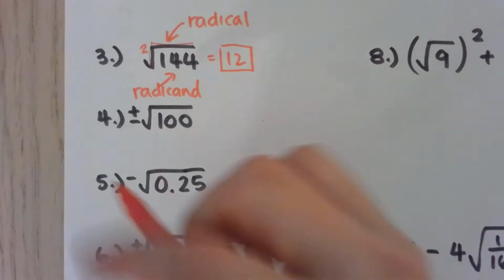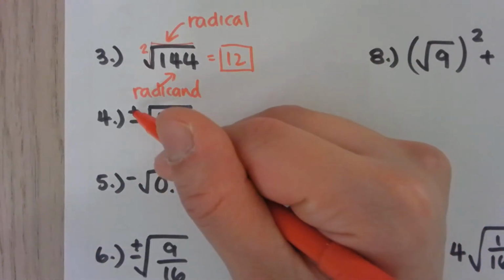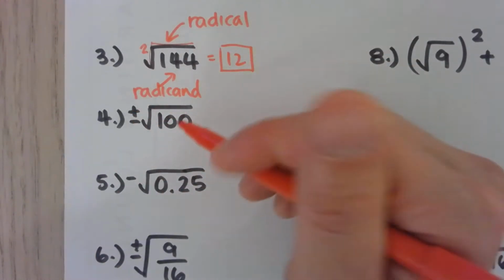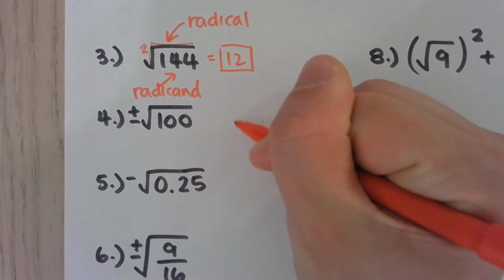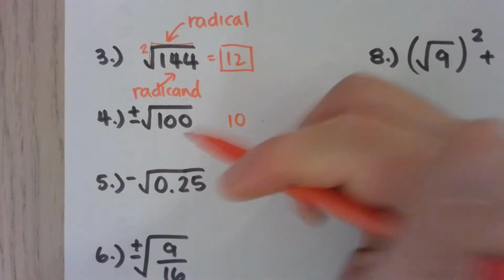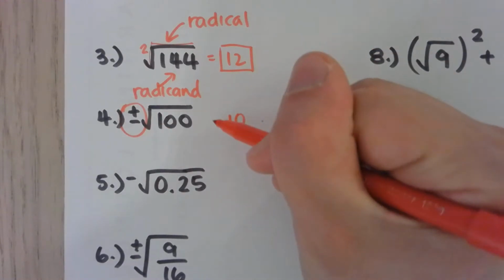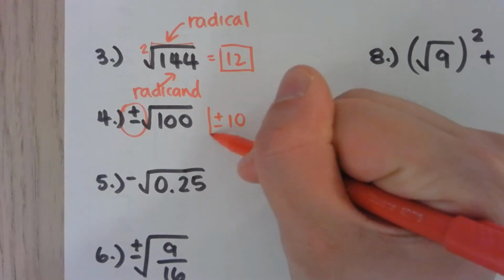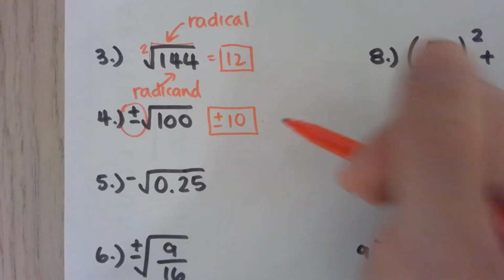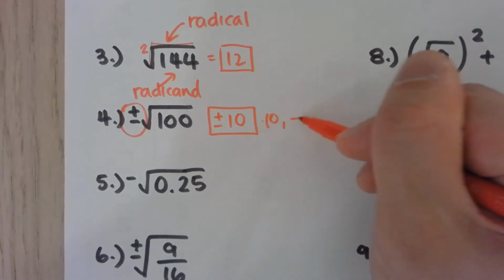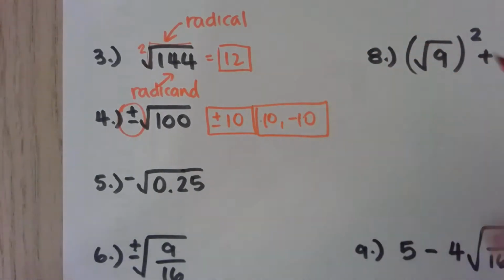Let's take a look at number 4. What's the square root of plus or minus 100? So what times what gives you 100? Oh, it's going to be 10 because 10 times 10 is 100. But because you have a plus or minus sign on the outside, you can do plus and minus 10. That's your answer. So it could be positive 10 or negative 10. That's the same thing.